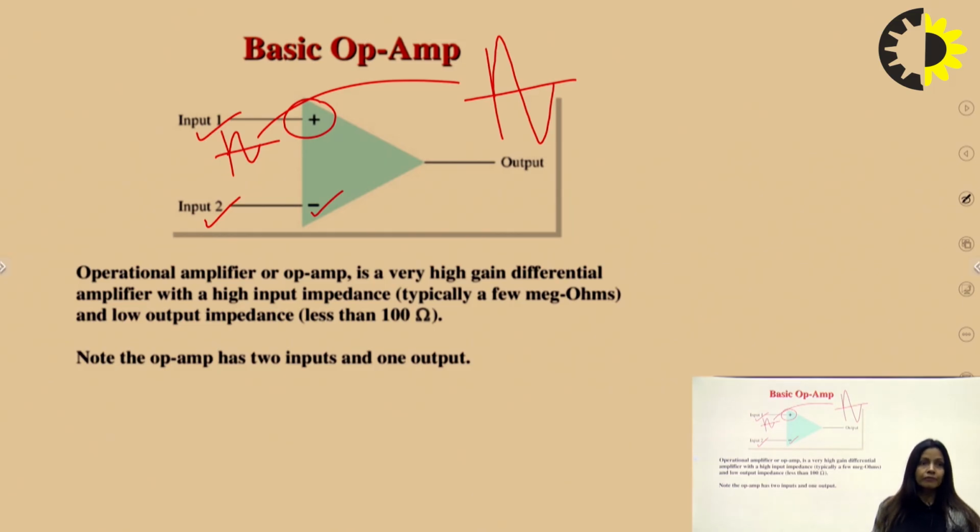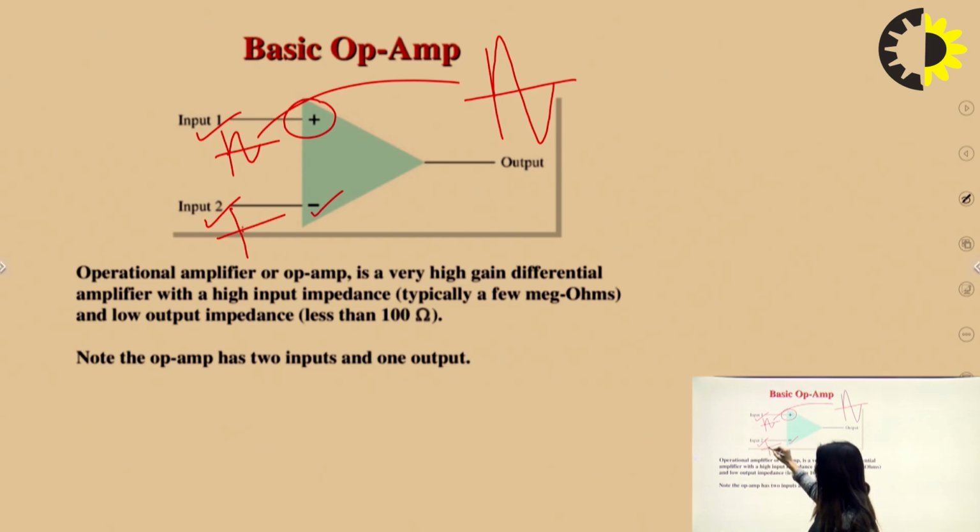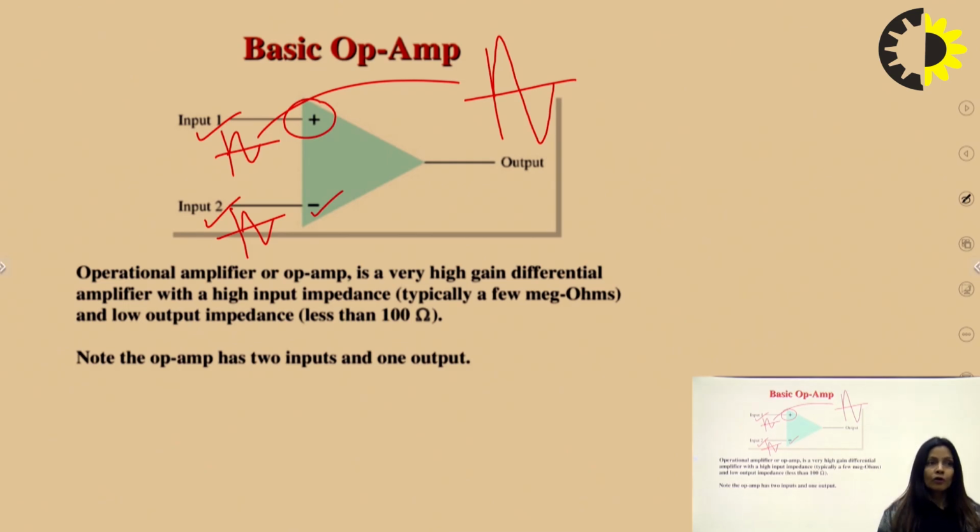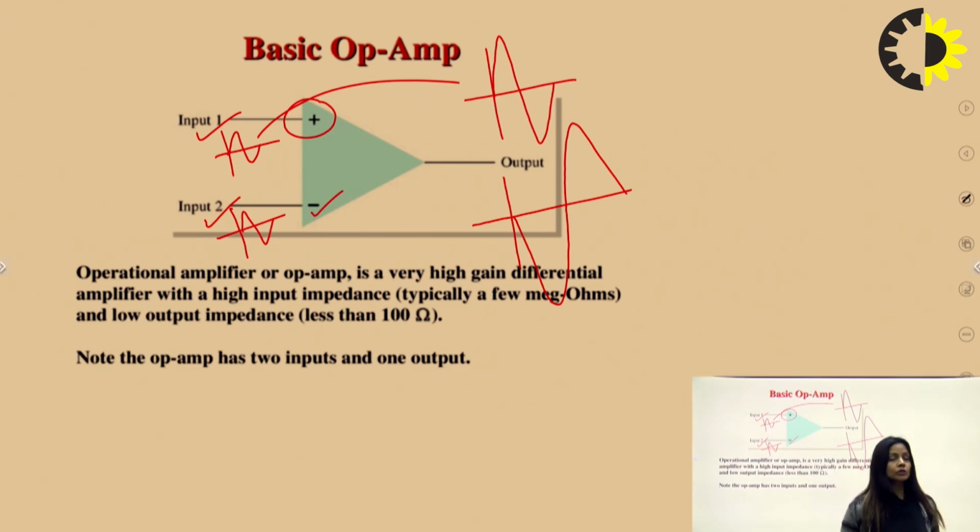And we can see if we give input at the non-inverting terminal, the output phase remains the same. Whereas if I give input to the inverting terminal, the output will be amplified again, but the phase will be opposite like this. Okay, so this is the basic difference between the outputs of the two terminals, inverting and non-inverting.